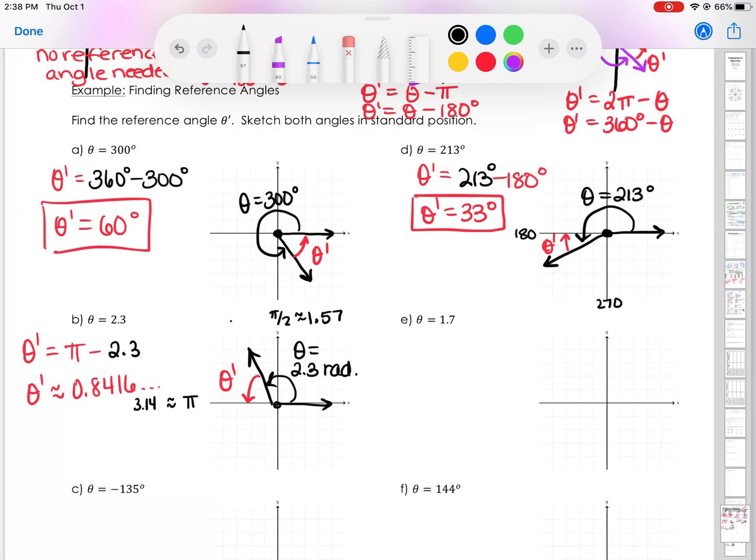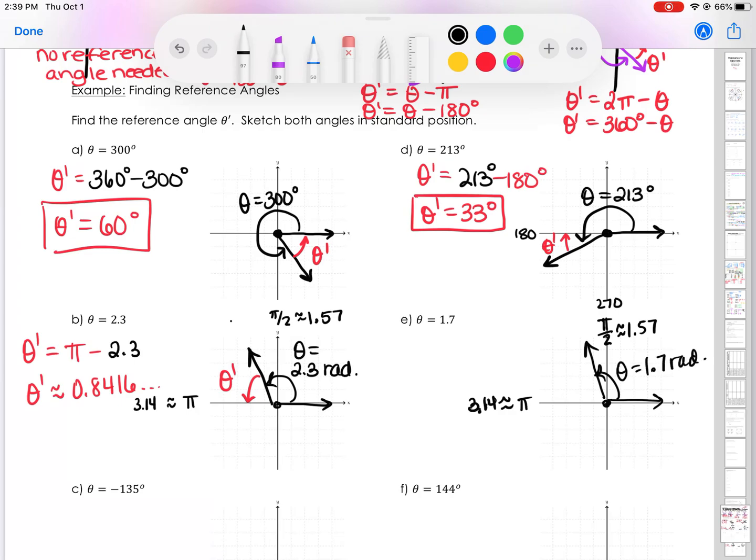All right, so again, we have pi over 2 at the top, which is really like 1.57. We have pi over on the left. We know that's about 3.14. So we want to figure out where to graph 1.7 radians. That, again, is going to be somewhere in that second quadrant. So there's my theta, and that is 1.7 radians.